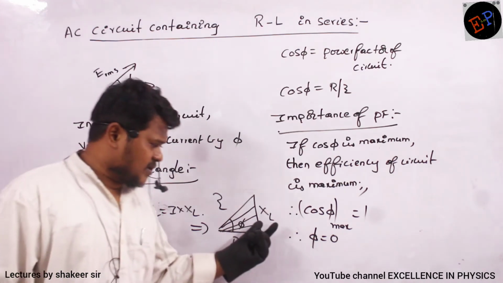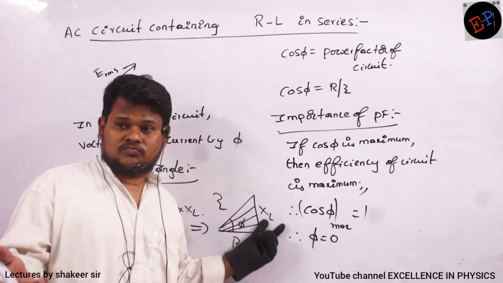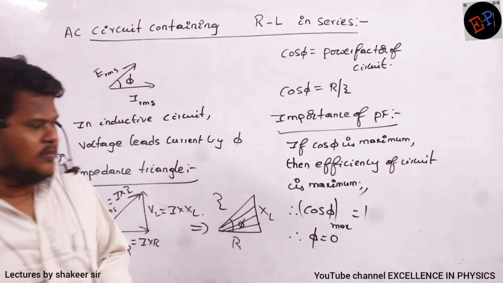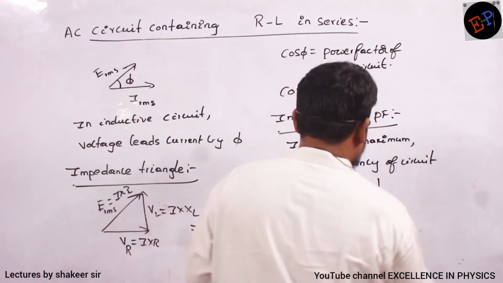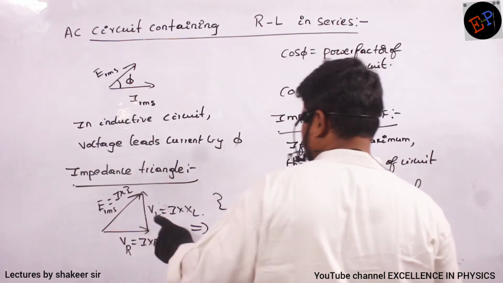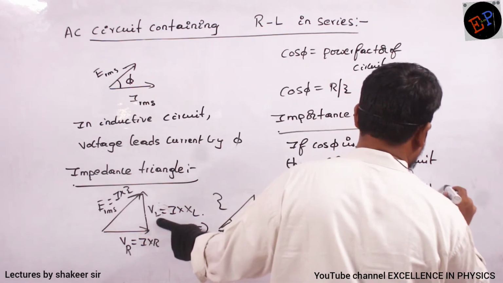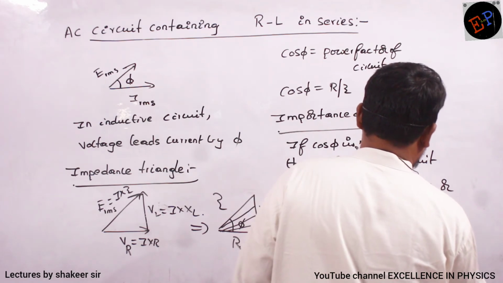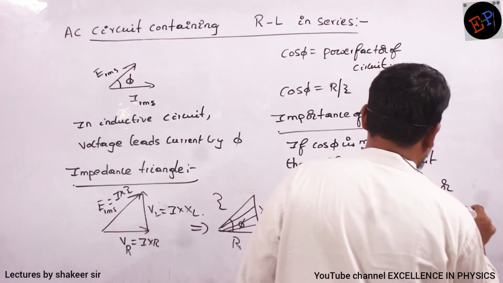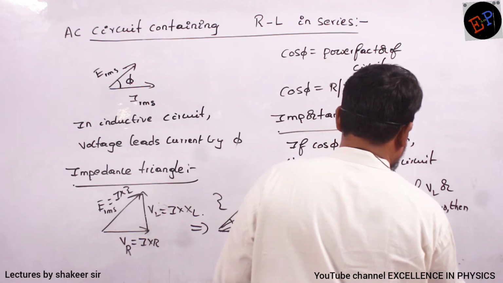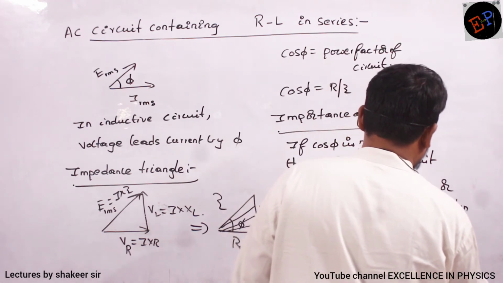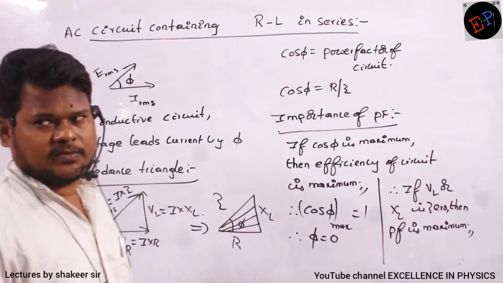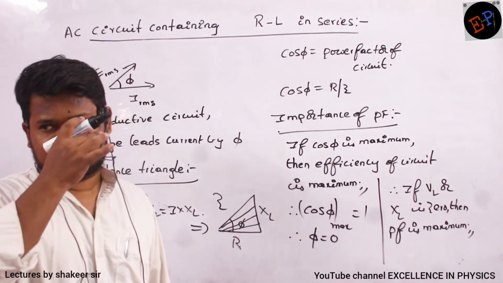It means that if the resistance offered by the inductor is 0, then power factor is maximum. That is the point which we should understand. Are you able to understand? So therefore, what do I write? Therefore, if XL is 0, then power factor is maximum. Then in that condition, power factor will be maximum. Are you able to understand? That is the importance of power factor.